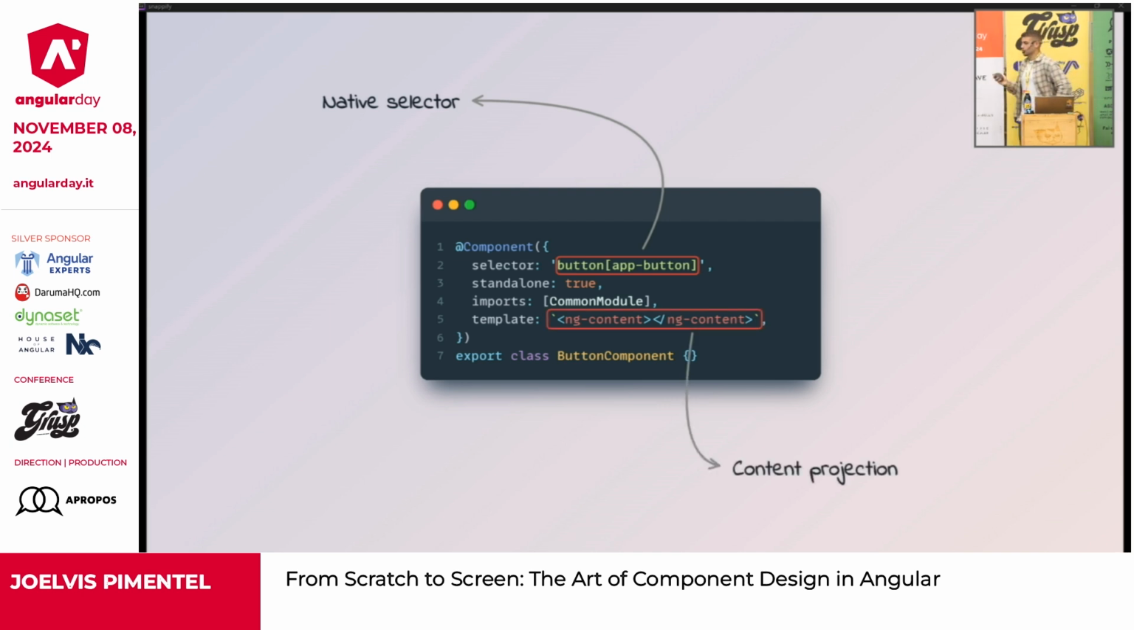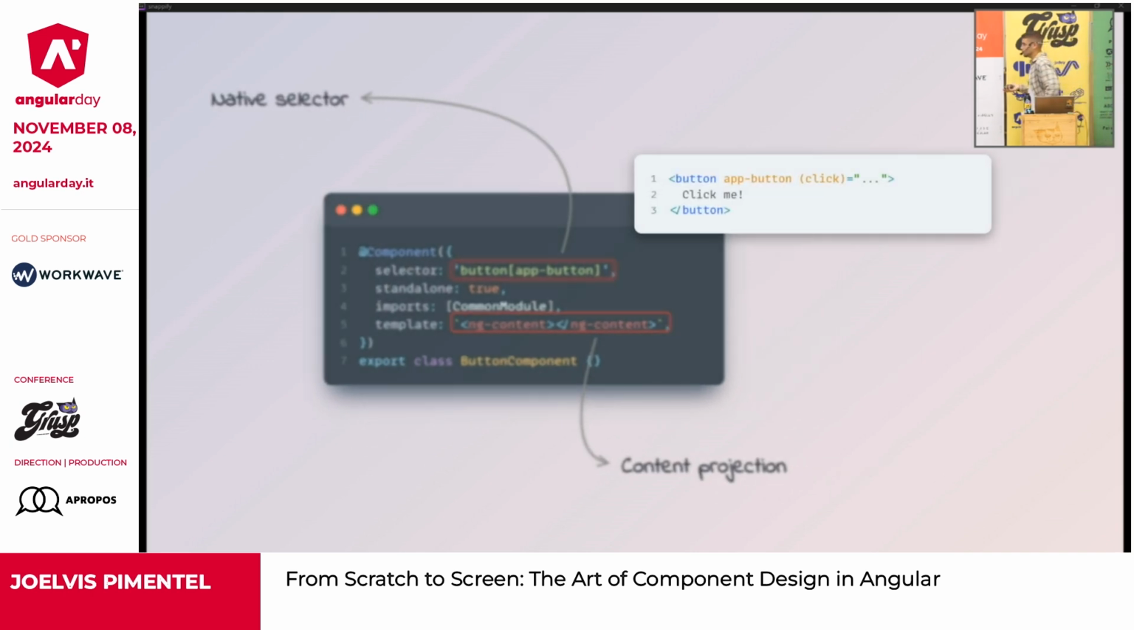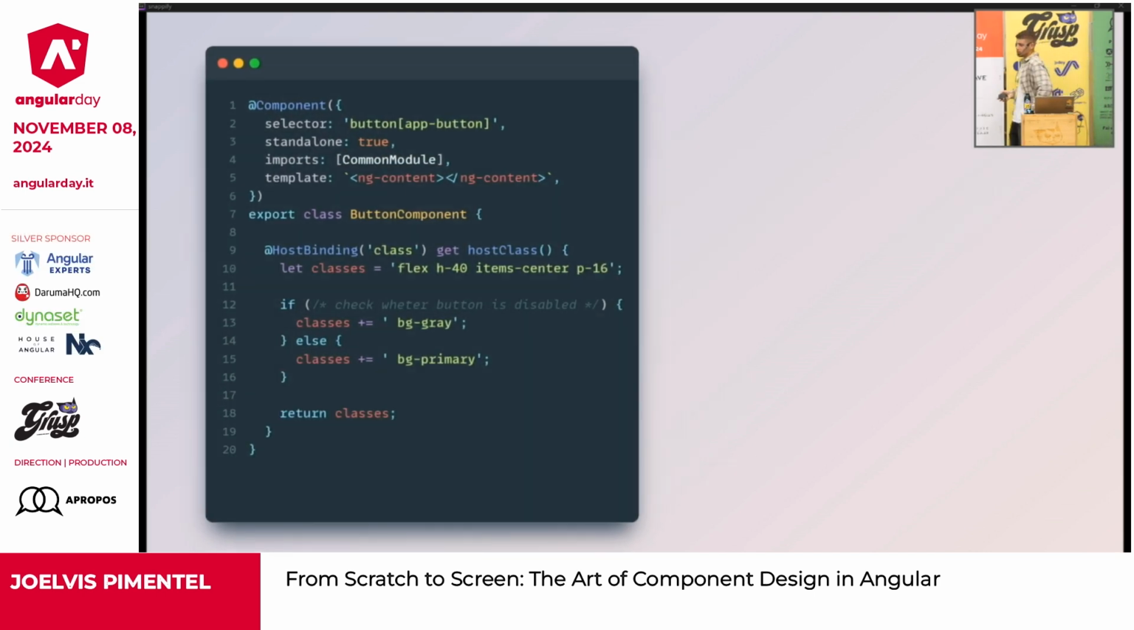Second thing, we can use ng content. This way, developers that are using this button can freely draw whatever they want inside of it. And using our component will be as simple as just using the native one with a custom selector applied to it. And what about styling? Well, we can use host binding to define style for our component. This way, developers will be allowed to overwrite it from the outside.